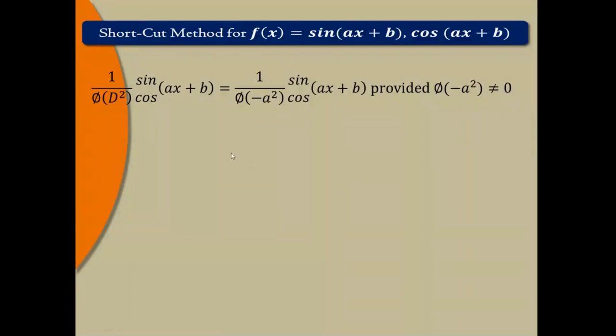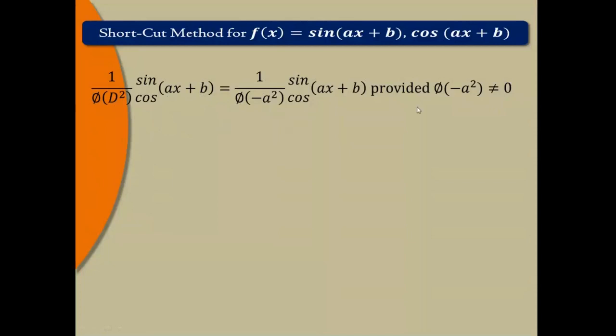Okay. So for example, suppose we have 1 upon D square plus 1 acting on sin(2x + 3). Then we replace D square by minus 2 square, that is minus 4. Minus 4 plus 1 becomes minus 3. So that gives us the answer minus 1 by 3 sin(2x + 3). So only the replacement we have to do.